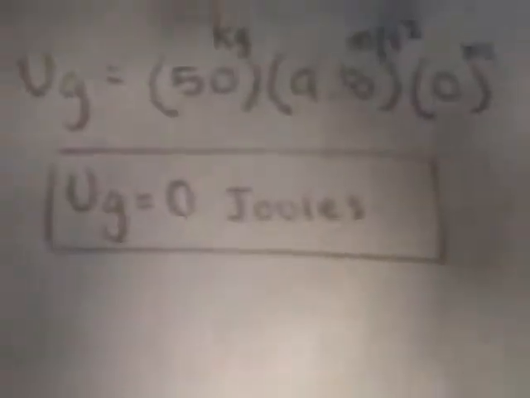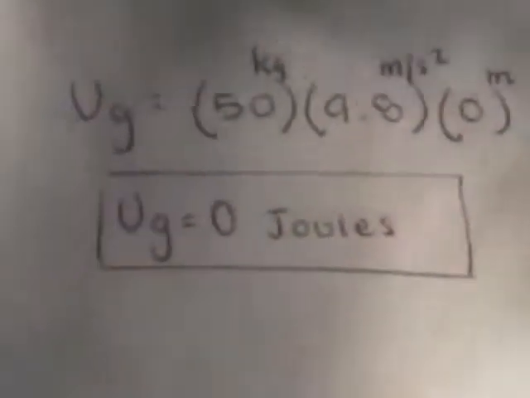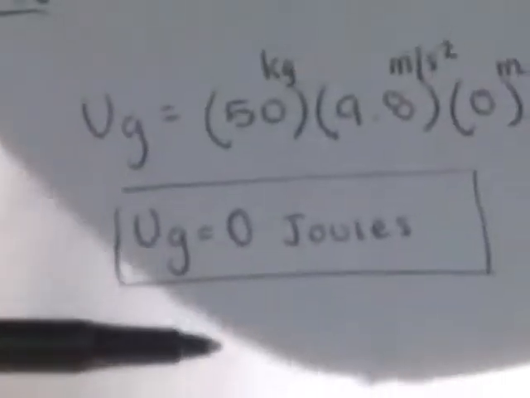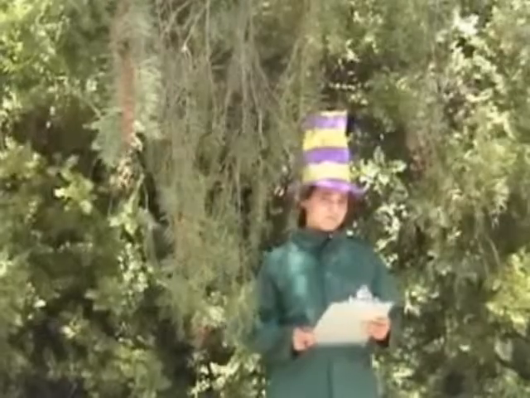But wait, if the height is 0, that means that the object is on the Earth's surface. It's on the ground, basically. So there's no potential to do work. There's no more energy stored in the object. So there's 0 joules of potential energy in the object.